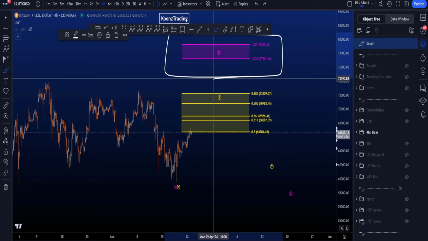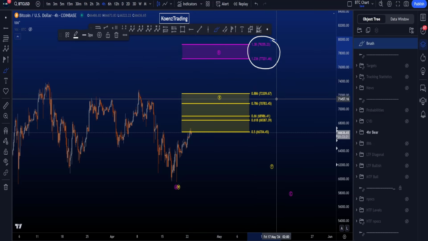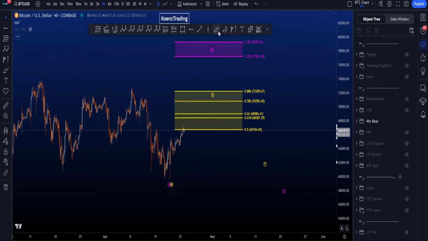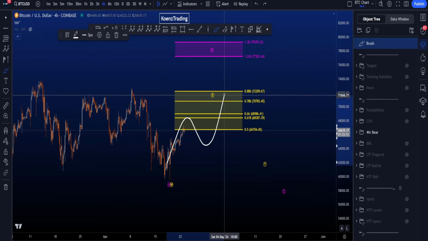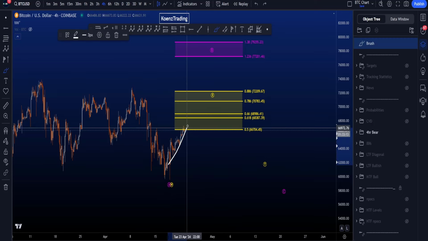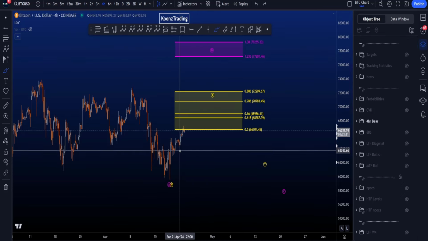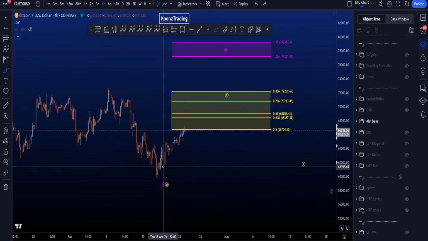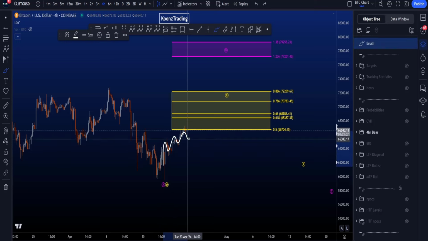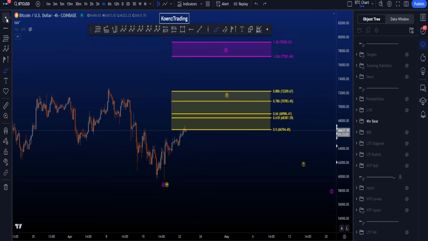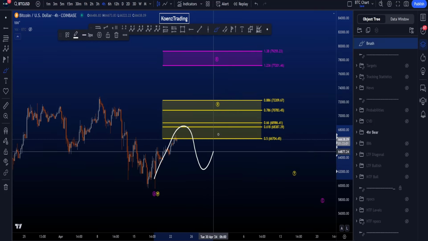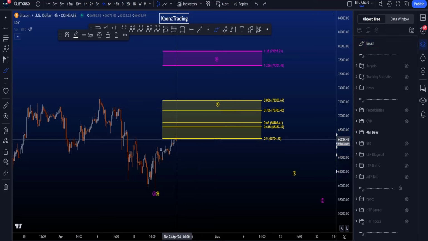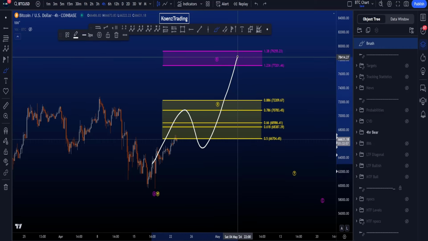Common target for wave B in an expanding flat, the 1.236 to the 1.38, 77.2 to 79.2k. We are, however, in both cases, looking for a 3-wave structure to the upside. So if price is just going to move towards the upside in a straight line, for example, with that triple 1-2 scenario, 1-2, 1-2, maybe another 1-2, and then a big push, then we are looking for continuation. So for these scenarios, we need at least something like this for wave X, or of course, potentially a bigger one for a wave B.